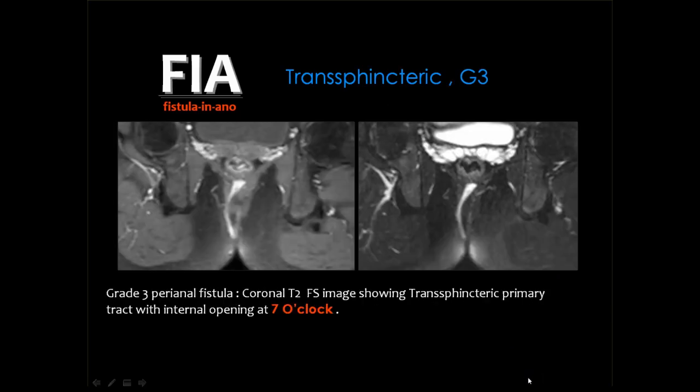Another example, and this is T2 fat set, and this is T1 fat set after contrast, and you see the fistulous opening crossing both sphincters and the external opening here. If you inject contrast material, you can see enhancement of the fistula.